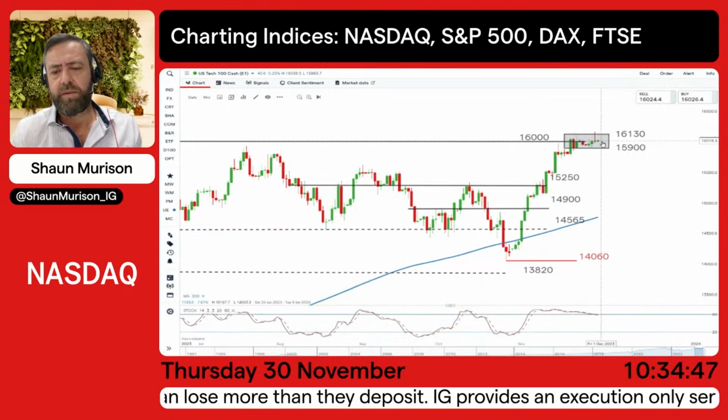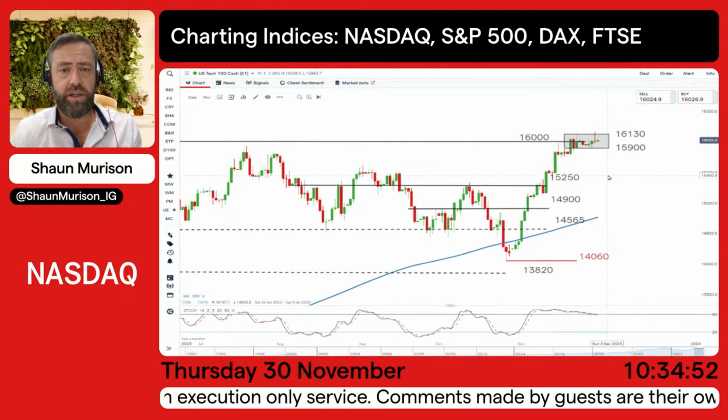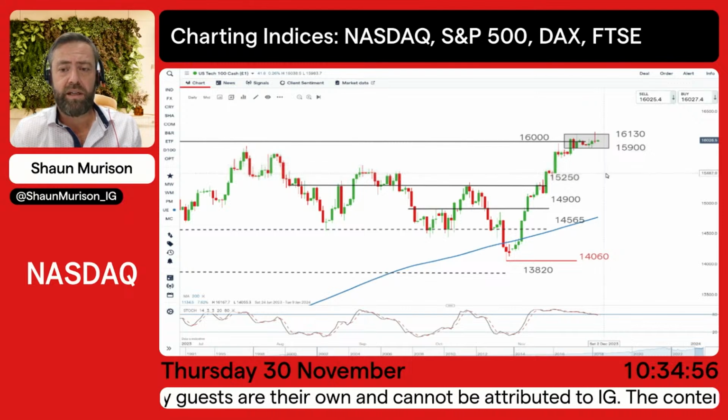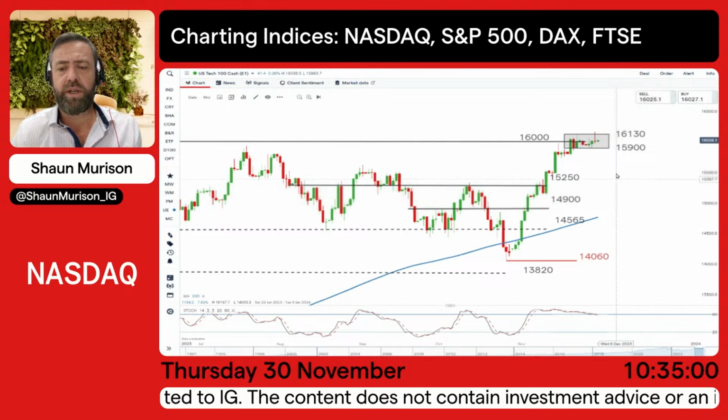So for me, my preference is to see a bit of a downside break for this range, a bit of a correction in the Nasdaq, and then looking to buy close to one of the levels of support. Would not be looking to short in lieu of that longer term uptrend.